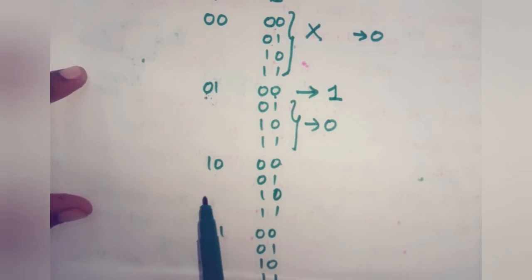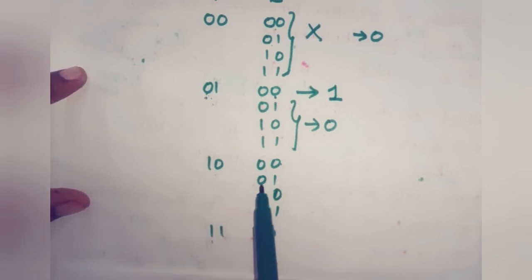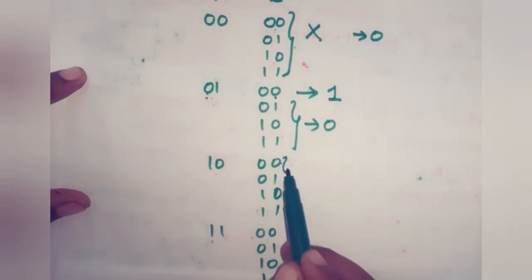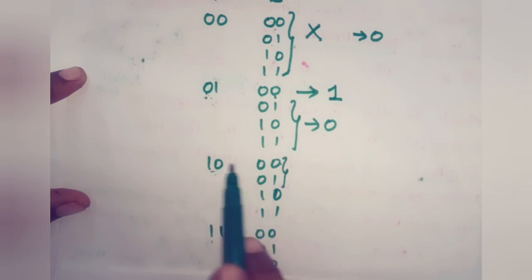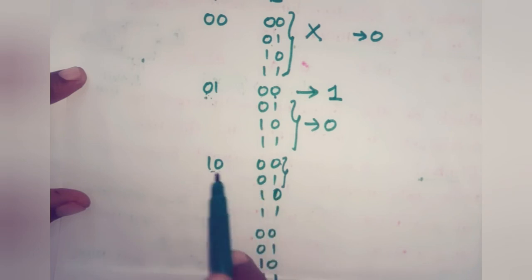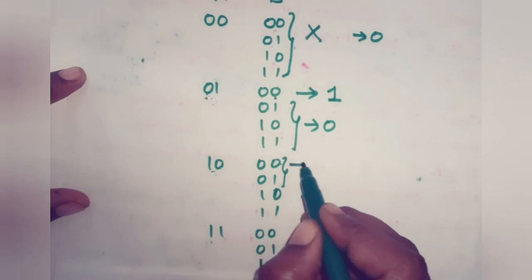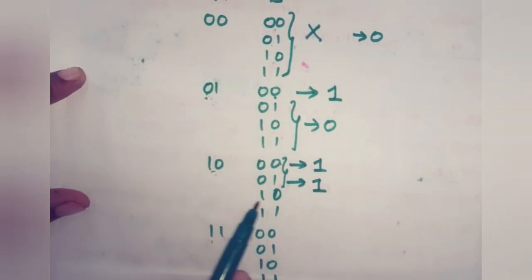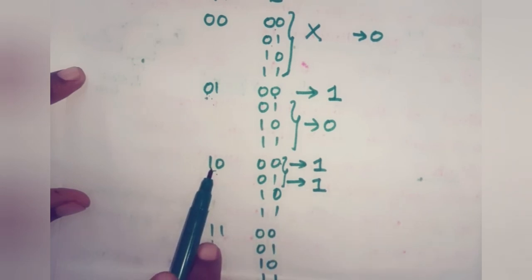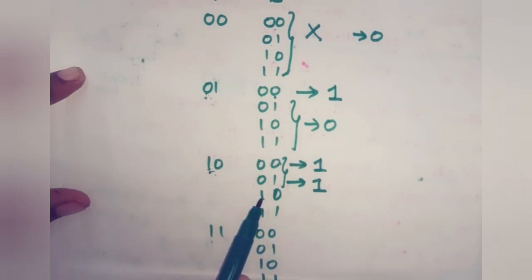Then we move on to A equal to 10, with B as 00, 01, 10, 11. In the first 2 combinations, 10 with 00 and 10 with 01, A is greater than B, so the output is 1. In the other 2 combinations, A 10 and B 10 are equal, and A 10 and B 11, A is less than B. So in these 2 combinations, the output is 0.